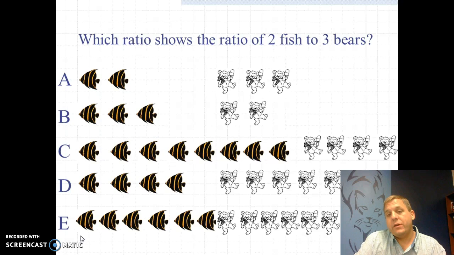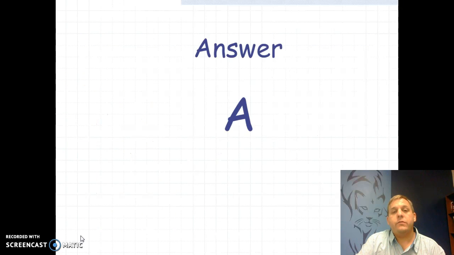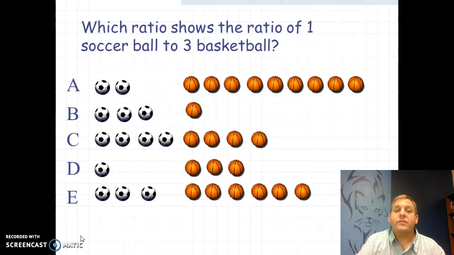Which ratio shows the ratio of 2 fish to 3 bears? Pause the video, take a second, see what you get. The answer is A. Our next question.